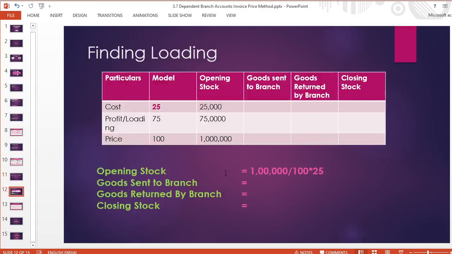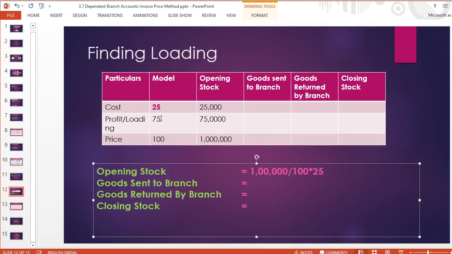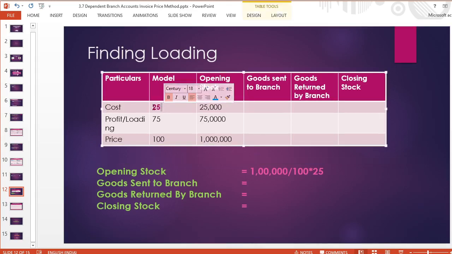So let us see how we can prepare. Here you should prepare a separate note for the invoice price method, that is, finding loading charges. It's very simple and I hope you are able to understand, but you should be a little careful. See here, I have recorded this 25. So they have given cost plus 25%.